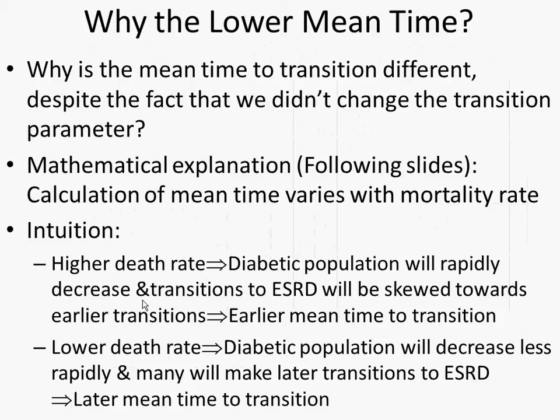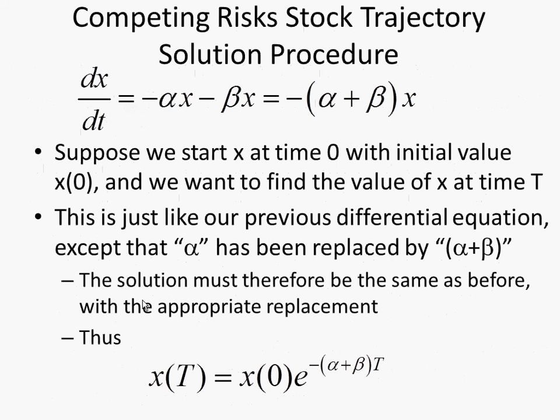So you have a higher death rate. The diabetic population will rapidly decrease transitions. The ESRD will be skewed towards earlier transitions. That's the only time you're going to have a chance of developing end-stage renal disease rather than dying before end-stage renal disease. You have a lower death rate. The diabetic population will decrease less rapidly. Many will make the later transition to ESRD, and there'll be a later mean time to transition.